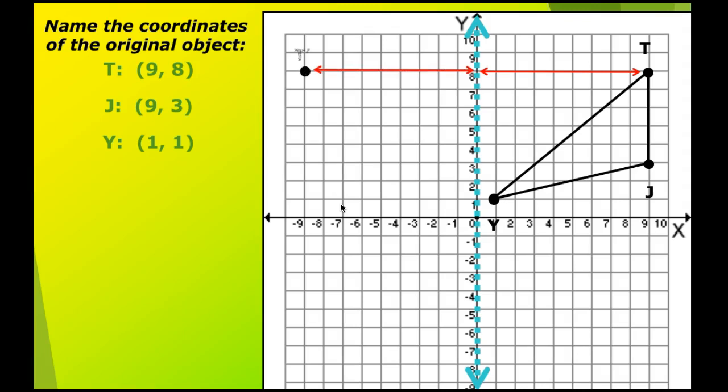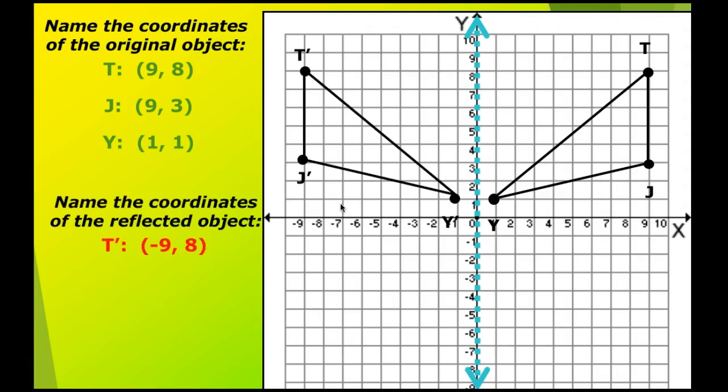T. Notice that's now at (-9, 8). The y stayed the same. The J, we're still at -9, but our y went up to 3. And then our y. And now you can see that visually flip across that y-axis.